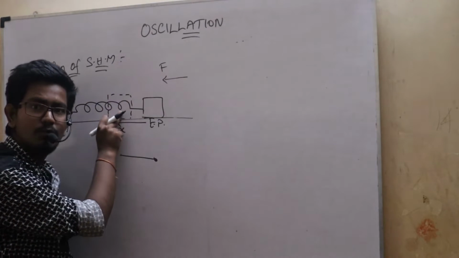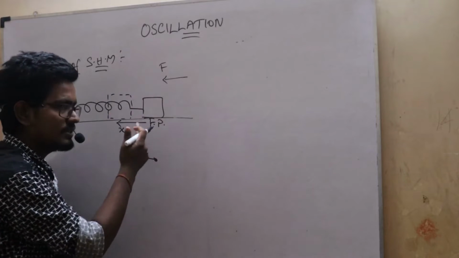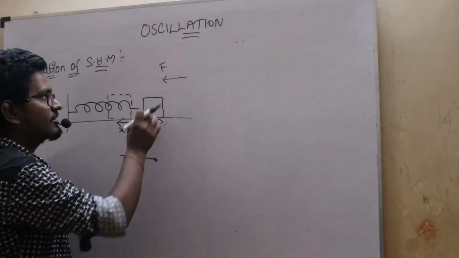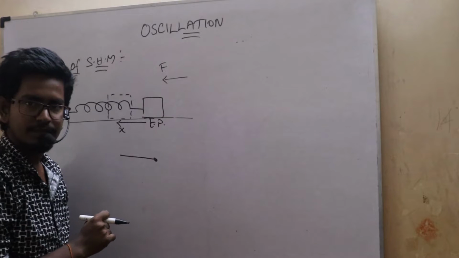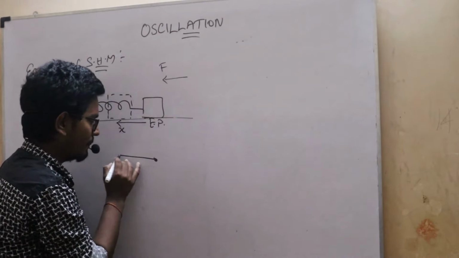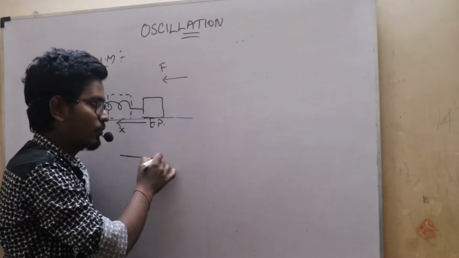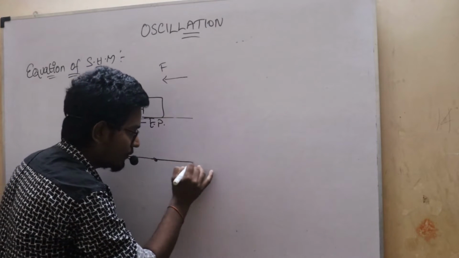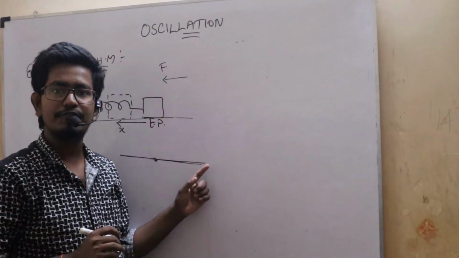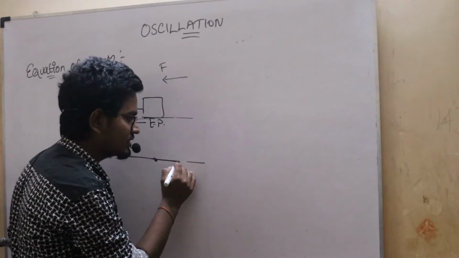But what will happen next? Due to the restoring force, it will go towards the equilibrium position after the removal of my force. And then after coming here, it will not stop. Due to the inertia of motion, it will move forward. As it is moving forward, at a specific point it will gradually lose its velocity.